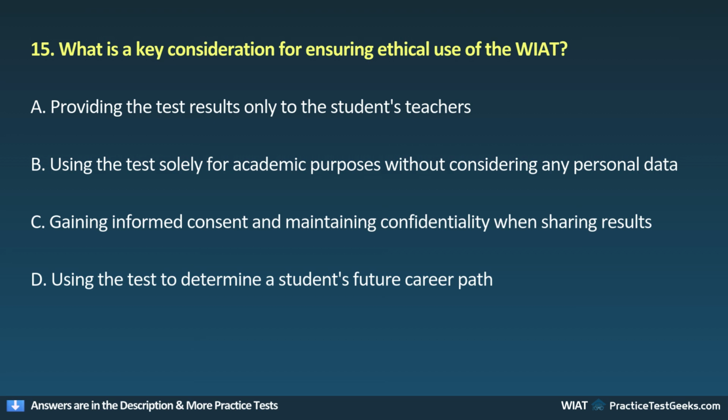15. What is a key consideration for ensuring ethical use of the WIAT? A. Providing the test results only to the student's teachers. B. Using the test solely for academic purposes without considering any personal data. C. Gaining informed consent and maintaining confidentiality when sharing results. D. Using the test to determine a student's future career path.